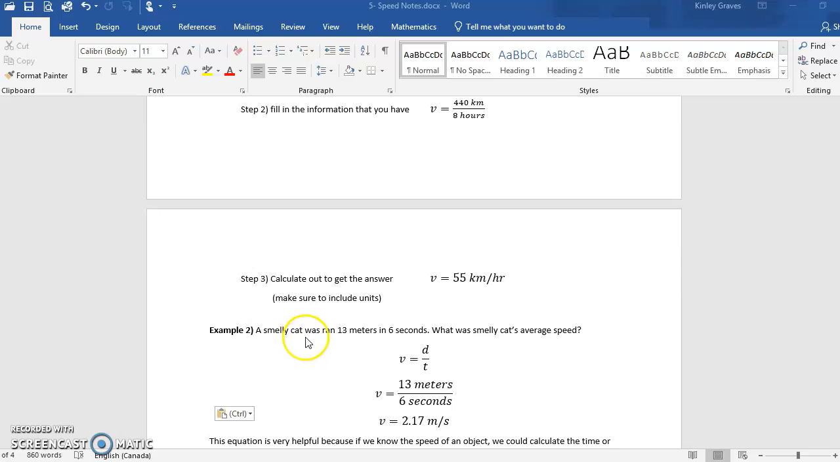It says a smelly cat ran 13 meters in 6 seconds. What was smelly cat's average speed? We know we're calculating average speed, so we write down our equation, V equals D divided by T. Fill in our information: 13 meters was our distance, 6 seconds was our time. 13 divided by 6 equals 2.17 meters per second. Okay?